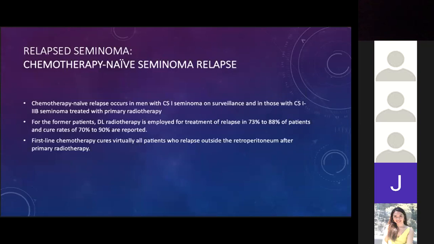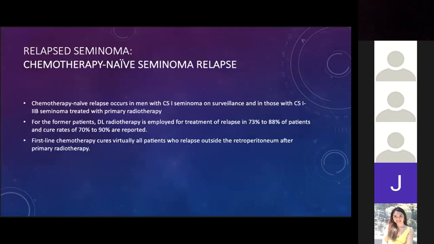So now, for relapse of seminoma, the chemotherapy-naive seminoma relapse: patients who relapse after single agent carboplatin are considered to have chemotherapy-naive relapse and should receive first-line cisplatin-based chemotherapy. Chemotherapy-naive relapse occurs in men with clinical stage 1 seminoma on surveillance, and in those with clinical stage 1 to 2B seminoma treated with primary radiotherapy.